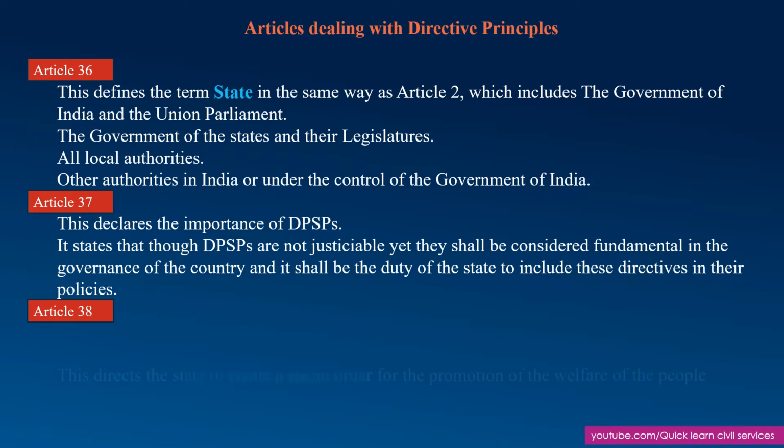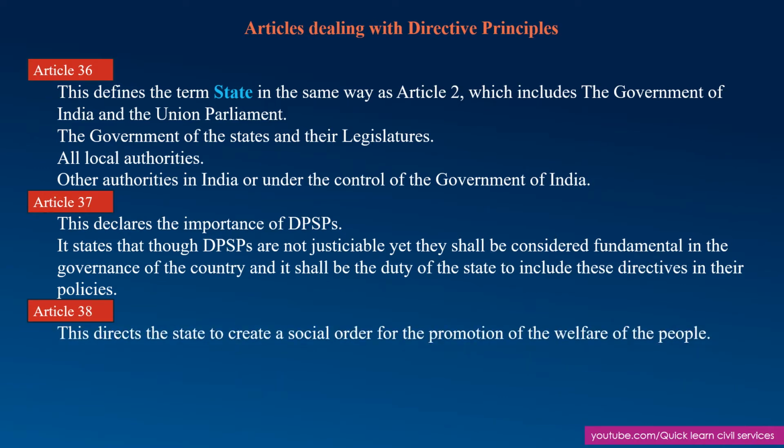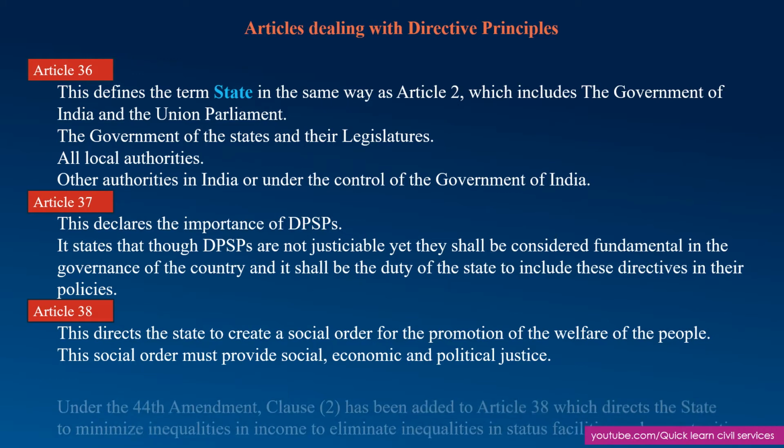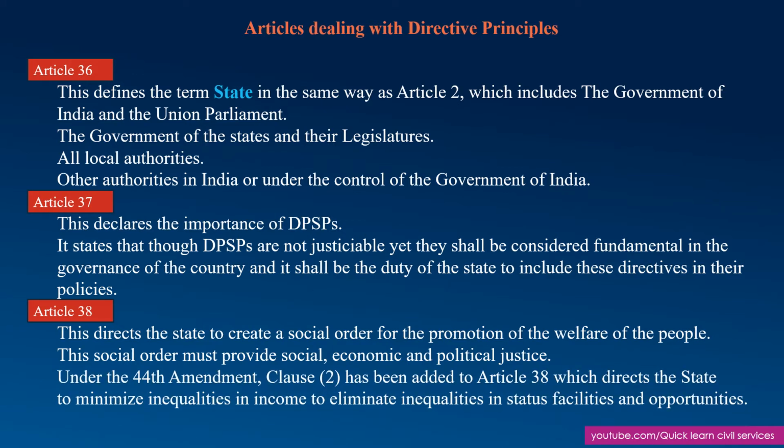Article 38. This directs the state to create a social order for the promotion of the welfare of the people. This social order must provide social, economic and political justice. Under the 44th Amendment, Clause 2 has been added to Article 38, which directs the state to minimize inequalities in income, and to eliminate inequalities in status, facilities and opportunities.